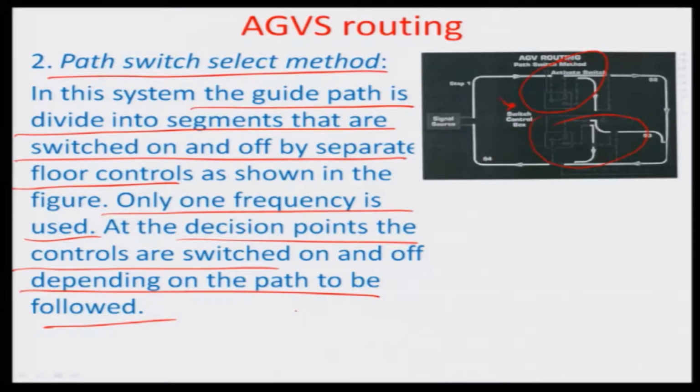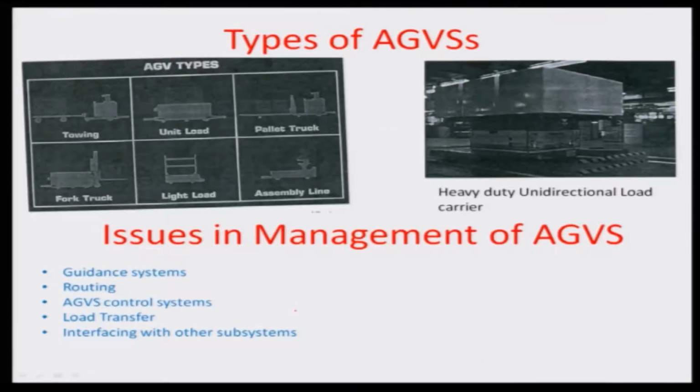So these are the two principal methods of doing the AGVS routing. Let us also look at some of the types of AGVs. As I had discussed before, you can see schematically how they look. This is the towing unit, this is the unit load movement unit. You in fact see the heavy directional unit load movement here in the AGVS scheme. This is a real AGV in an industry carrying a unit load. There is a fork truck unit, again there is a light load unit, and there is an assembly line unit. These are all different types of units.